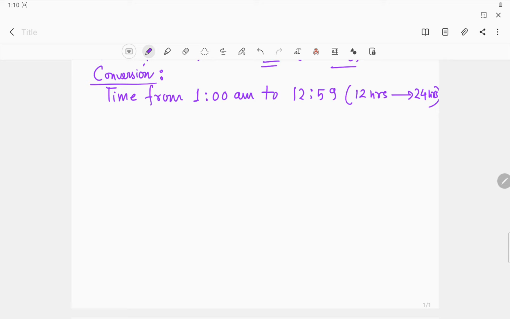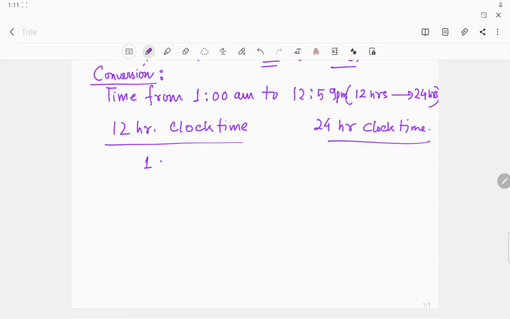Now let's take an example. I want to convert 12 hour to 24 hour clock. So time from 1 a.m. to 12:59 p.m. So on one side 12 hour clock time, and on the other side 24 hour clock time. So when it is 1 a.m., it will be simply 0100 hours. For the 12 hour clock, we will use AM or PM, but for the 24 hour clock time, we will use only hours.